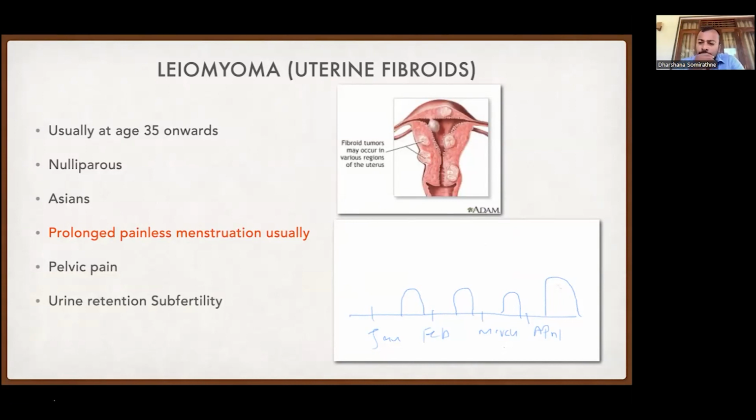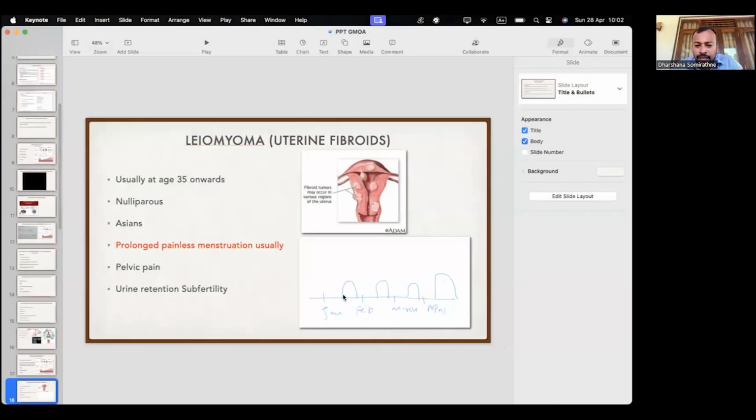Usually they come with prolonged menstruation. As I said, it was regular like that, and then all of a sudden they start heavy bleeding. But usually this type of bleeding is painless bleeding. That's an important thing about the fibroid. Usually it is painless bleeding.